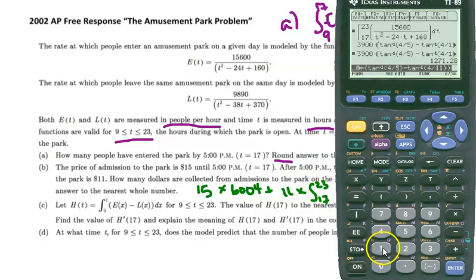So let's do the basic math in our calculator now. We have 15 times 6,004 plus 11 times 1,271 people. Notice that I did round off during my calculation because I can't have a partial person.